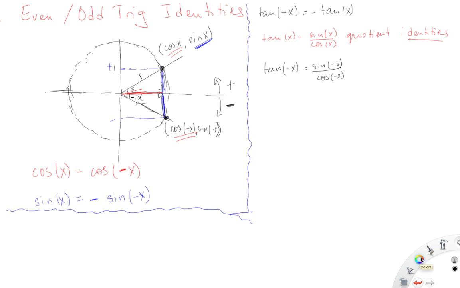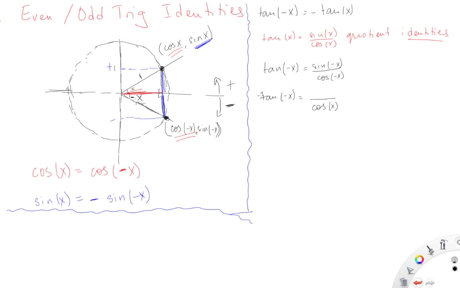Now, I'm going to keep this side the same. However, on the right side, I found out before that cosine of x is equal to cosine of negative x. So instead of writing cosine of negative x here, I'm just going to write cosine of x in the denominator, because this denominator is exactly the same as this one over here. This we learned from the previous video.